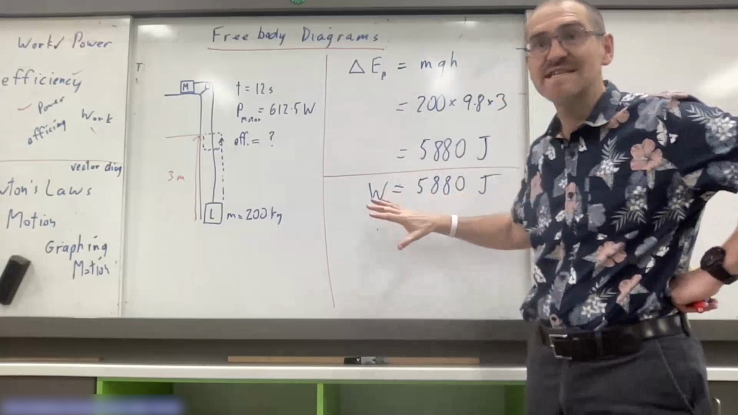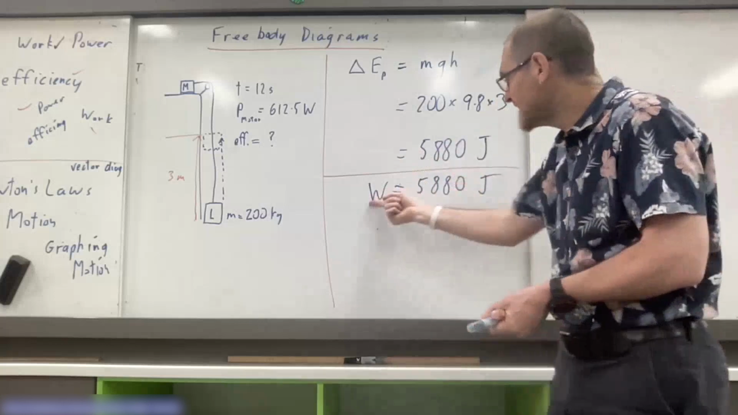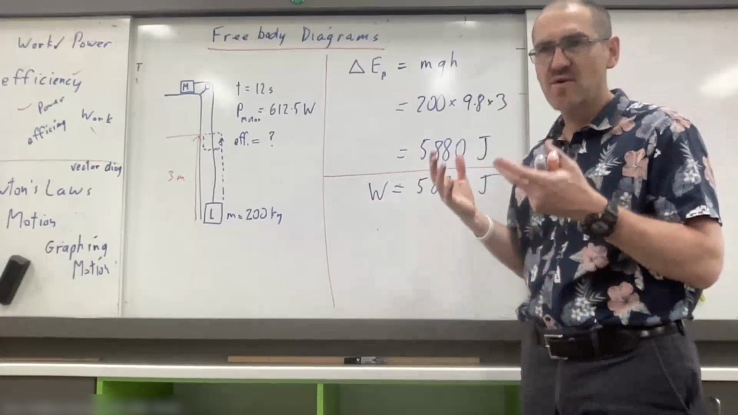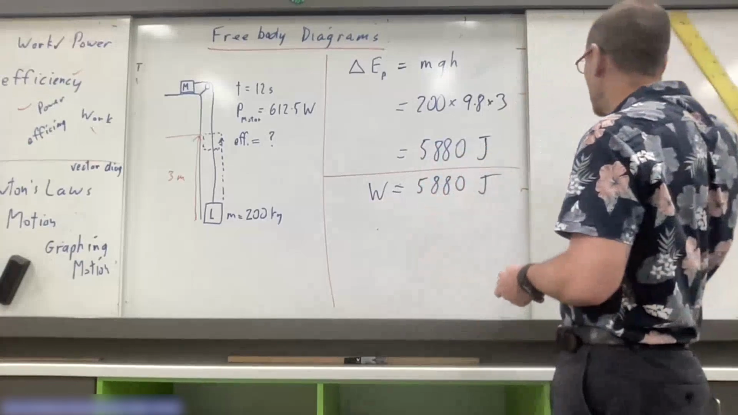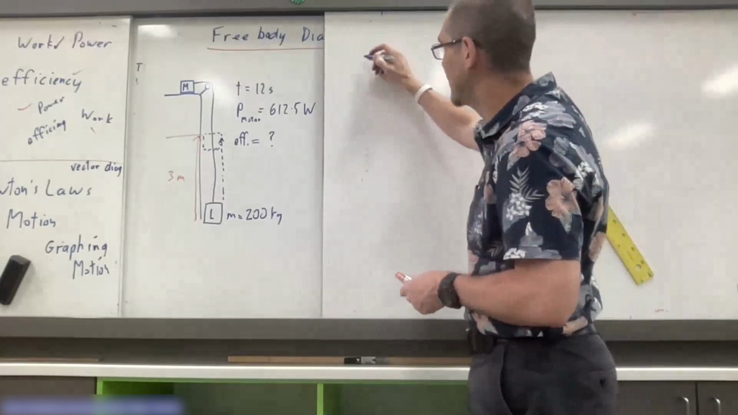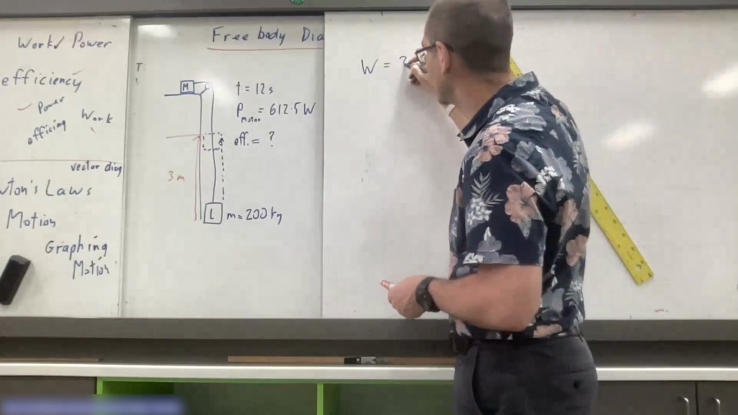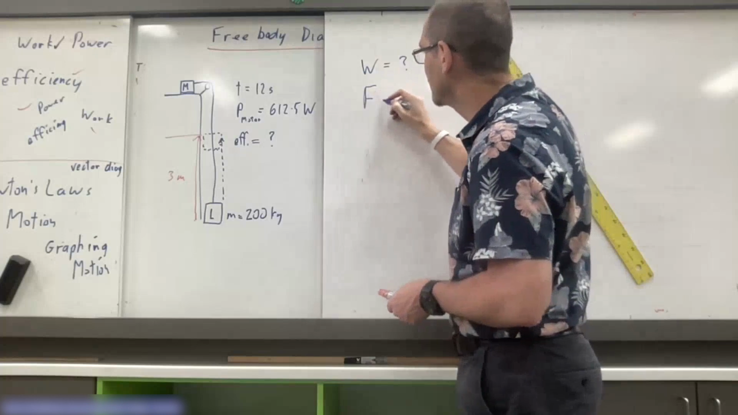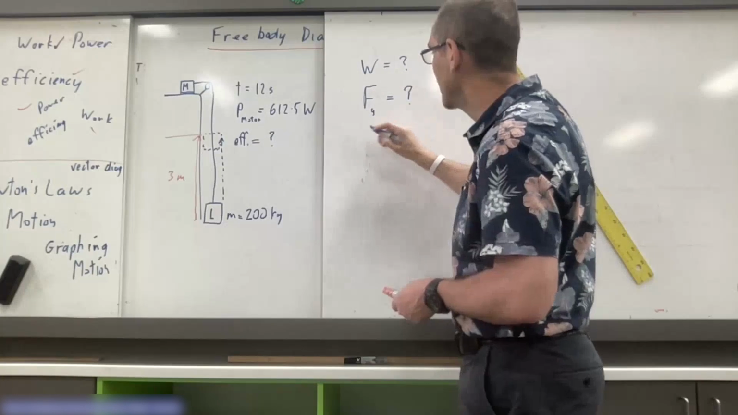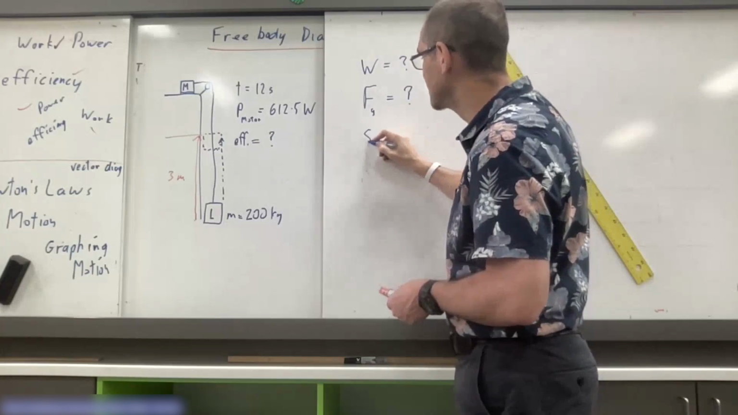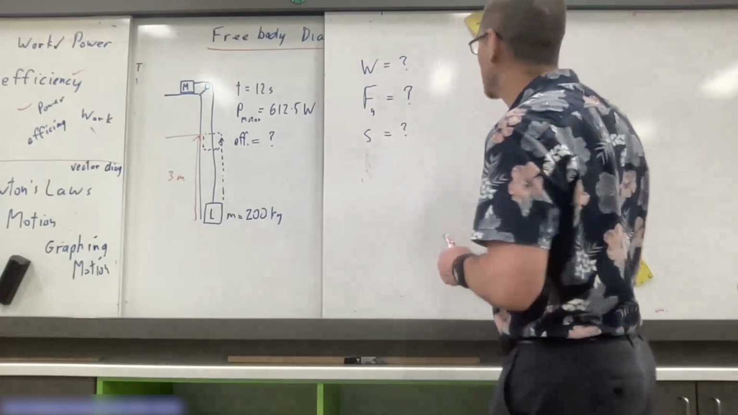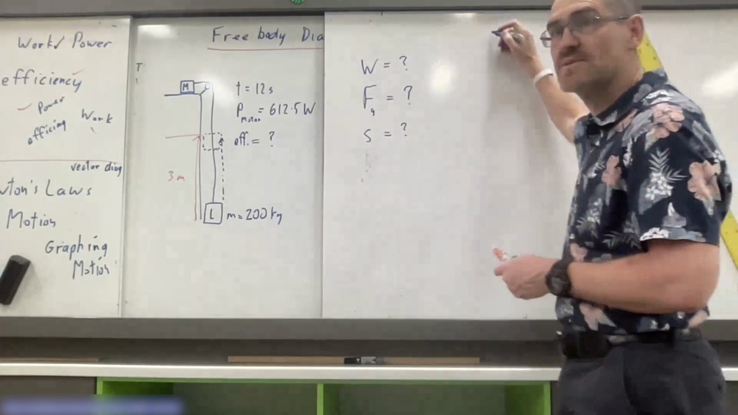If I wanted to, I don't need to, because I answered that using theory. If I wanted to calculate the work done, what equation would I use? So work equals, I don't know what. I would need the force due to gravity equals something. I would need the distance equals something. So what is the equation for work? Does anyone remember off the top of their head?